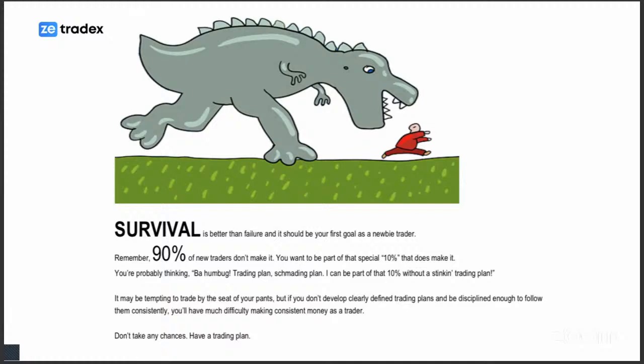You are probably thinking, the trading plan, the Schmaden plan, I can be part of the 10% without a striking trading plan. It may be a bit tempting to trade by the seat of your pants, but if you don't develop clearly defined trading plans and be disciplined enough to follow these trading plans consistently, you'll end up with much difficulty. You have to have a trading plan, of course. It will give you an upper edge whenever you are making your trading decisions.